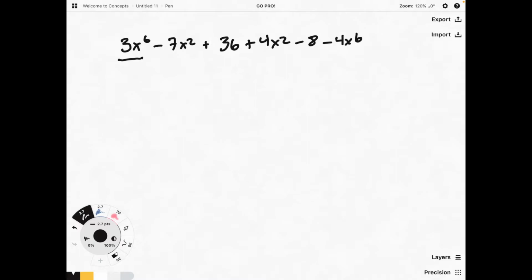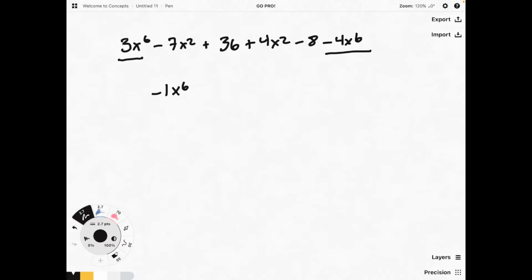We can call these apples. We're going to look at only 2 because that's what we have. So we have 3 apples, and we're going to take 4 apples away. So that's the way you can think about this. It's very simple. So 3x to the 6, and we have minus 4x to the 6. And so that's negative 1x to the 6, or that can just be written as negative x to the 6.